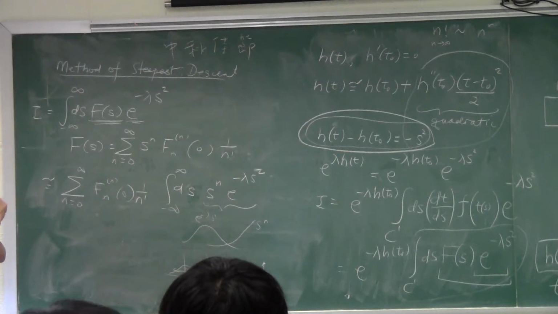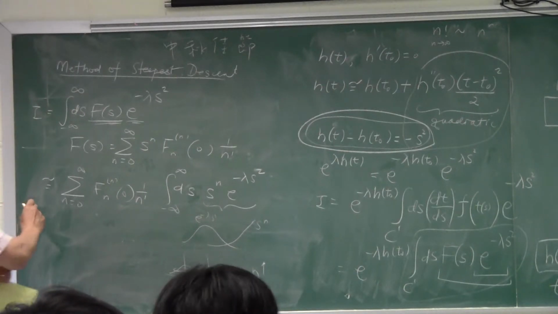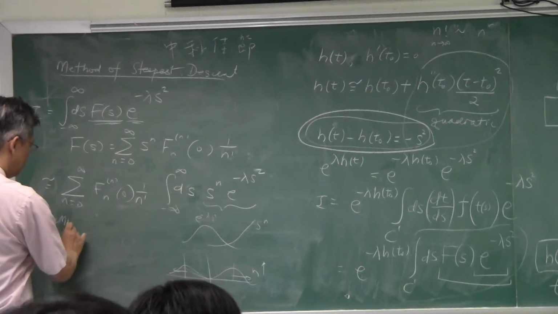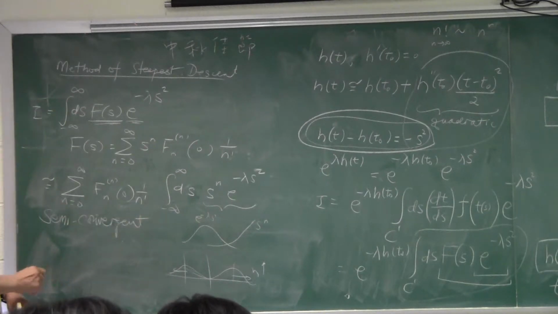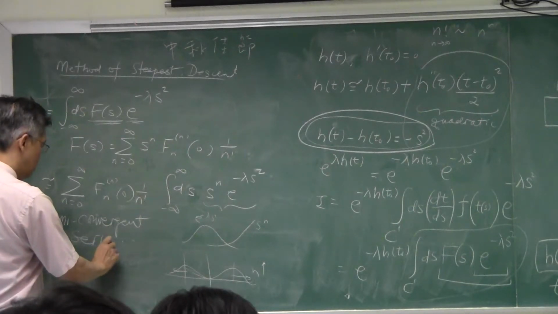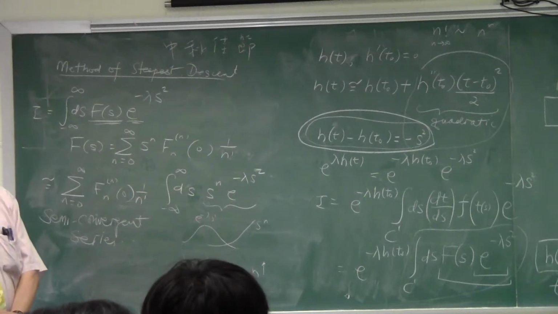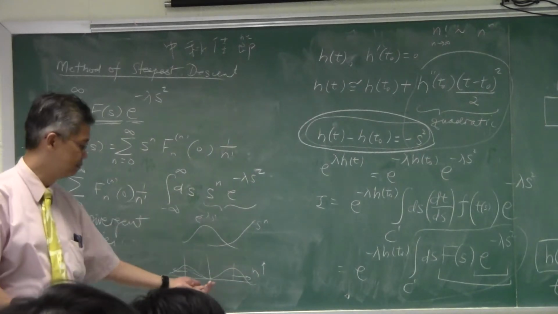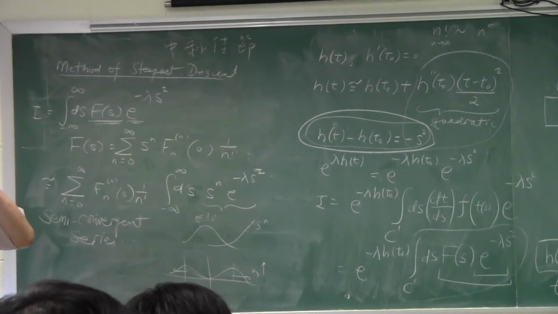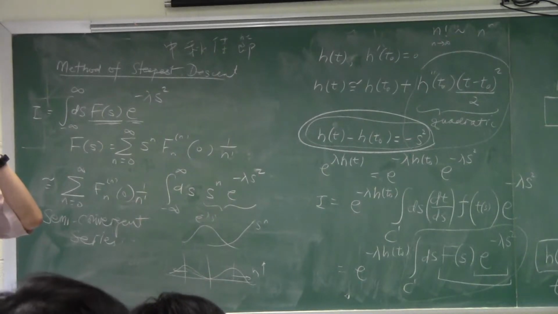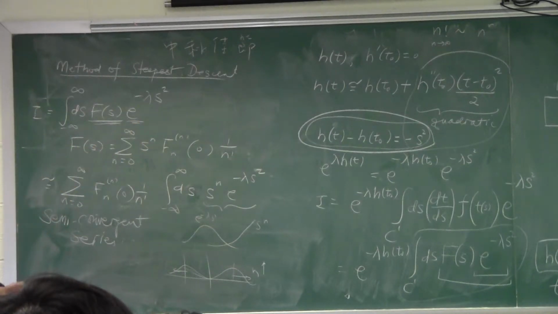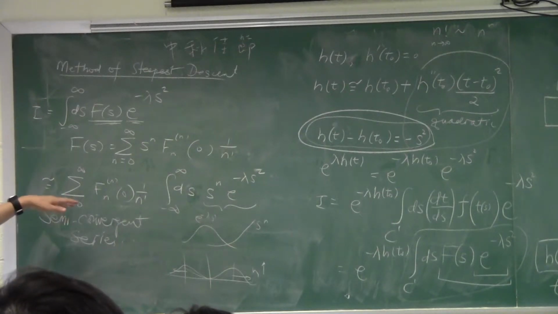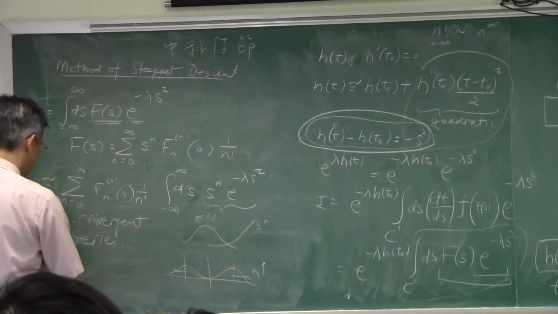And so this kind of series is called a semi-convergent series. Only the first few terms are important and useful. You can see from here, okay? But the high order terms are useless because they are starting to bring in contribution from outside the radius of convergence of this series, which is not legitimate. So this is also called an asymptotic series.